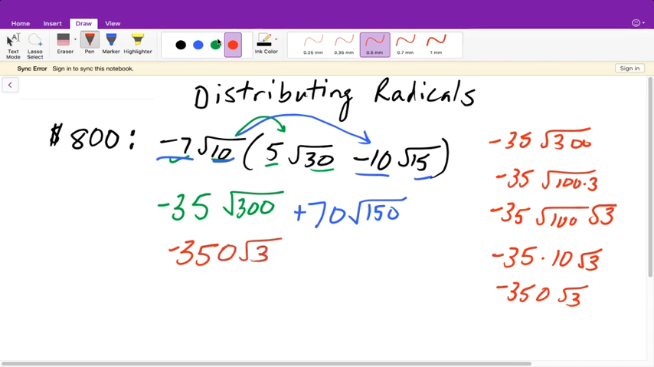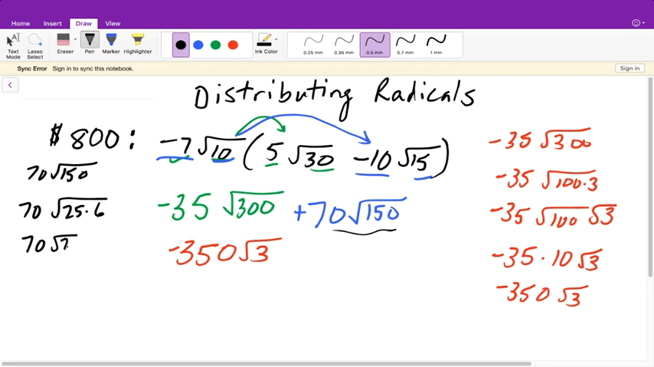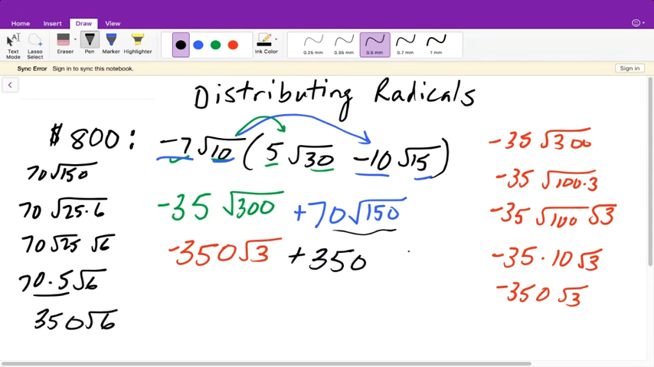All right, now I'm going to do this one off to the left. So we will have 70 times the square root of 150. Well, I know 25 goes into 150 6 times. So 70 times the square root of 25 times 6. 70 times the square root of 25 times the square root of 6. This gives me 70 times 5 times the square root of 6. And 70 times 5 is 350 times the square root of 6. So plus 350 times the square root of 6.